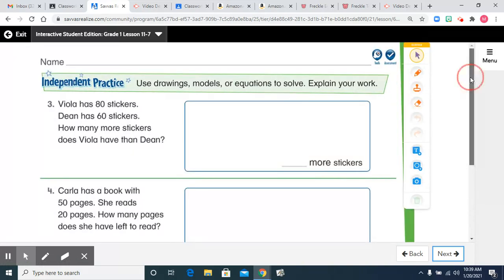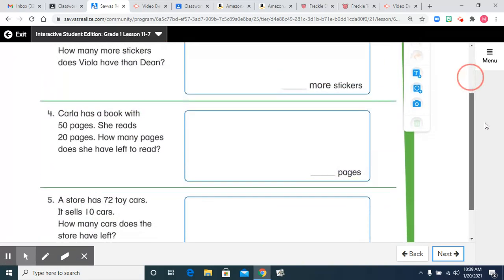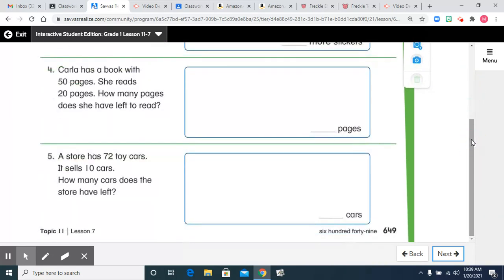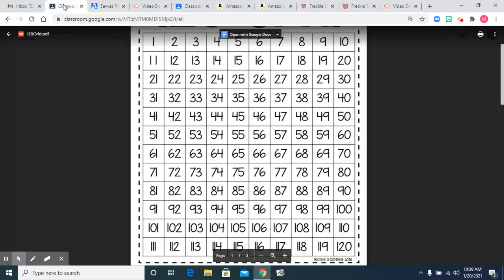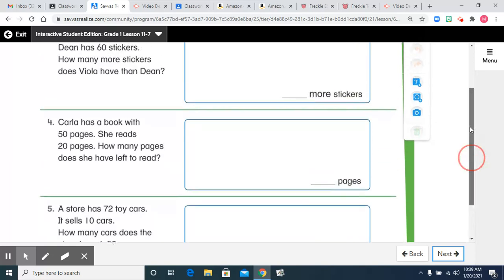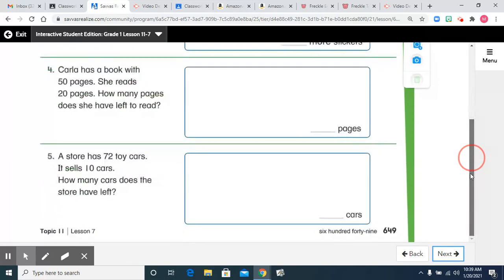Your job is to do numbers 3, 4, and 5. So you only have 3 problems. They give you a nice area here to write equations or draw pictures. Do whatever you like. Use the number grid on my Google Classroom page if you need to, if you don't have one in front of you. Okay, any strategy you want to get the correct answer. Okay, so you have to do 3, 4, and 5.